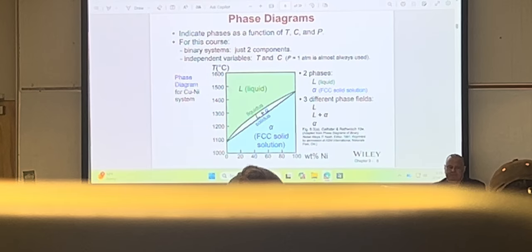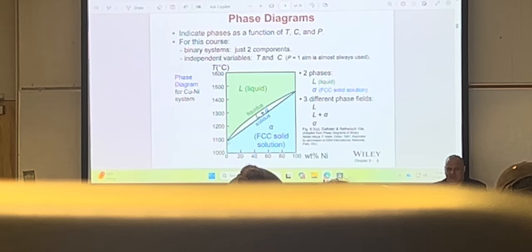So, a couple of things I want to point out. This is weight percent nickel. So at 0 here, what is the material? Copper nickel alloy, and nickel is 0. What is it? It's copper. And at 100% nickel, what is it? It's nickel. And in between, copper nickel alloy.